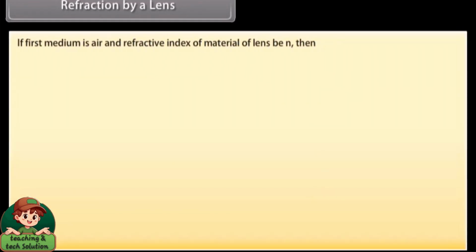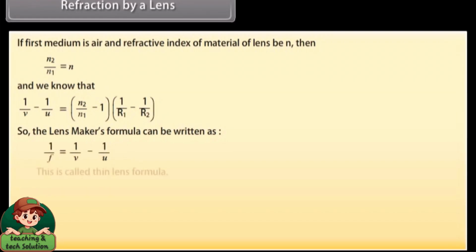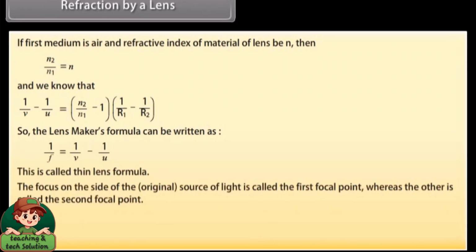If the first medium is air and refractive index of material of lens be n, then N2 upon N1 is equal to n. And we know that, so the lens maker's formula can be written as follows. This is called thin lens formula. The focus on the side of the source of light is called the first focal point, whereas the other is called a second focal point.